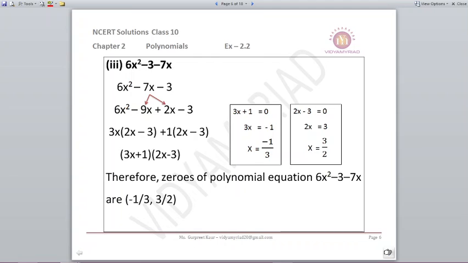Third part, 6x square minus 3 minus 7x. First of all, you need to arrange this again: 6x square minus 7x minus 3. With the help of middle term splitting, we got the factors as (3x plus 1)(2x minus 3). Equate to 0. You get x equal to minus 1 upon 3 and x equal to 3 upon 2, so the zeros of the polynomial are minus 1 upon 3 and 3 upon 2. So alpha is minus 1 upon 3 and beta is 3 upon 2.